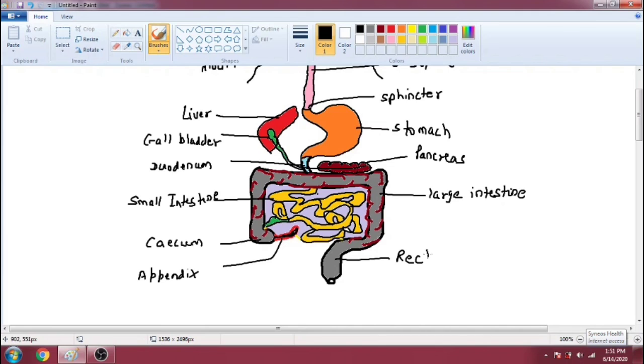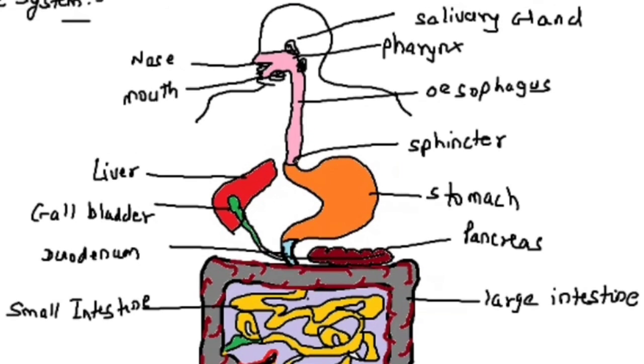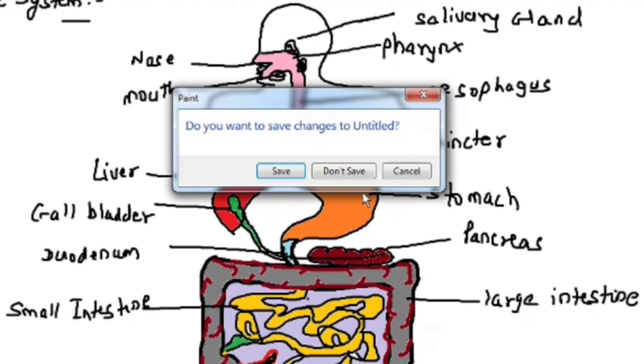This is the rectum, temporary storage of fecal matter, and finally we have the anus. The anus is provided with sphincter muscles. Thank you very much. So this is how you can draw the digestive system in a very simple way, friends, and you can do all the labelings.